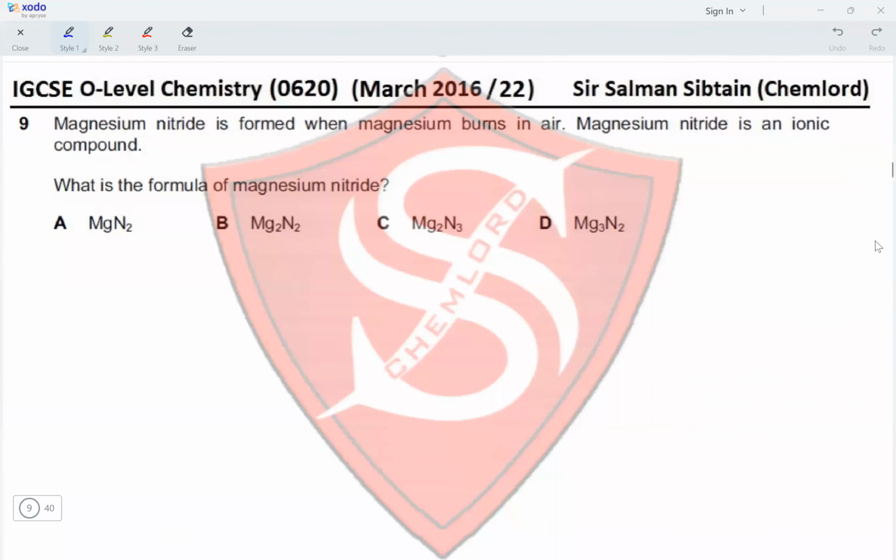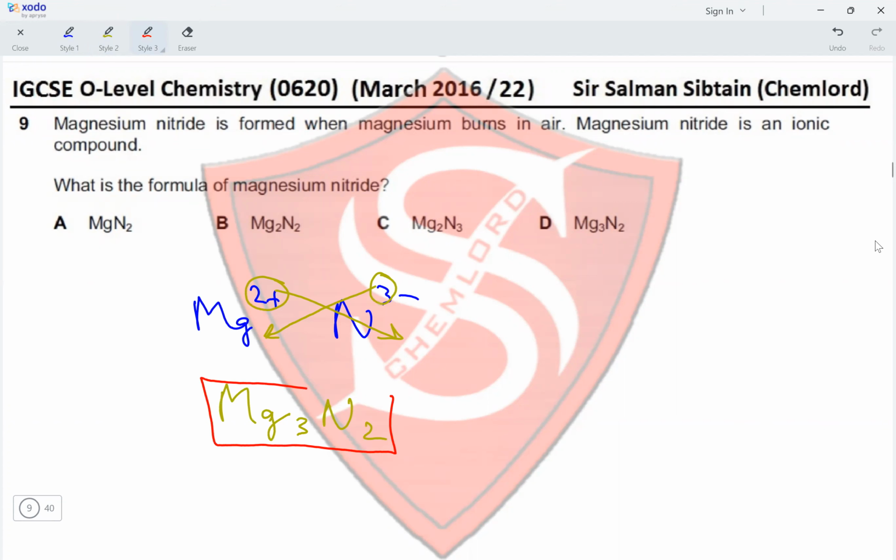Question 9. Magnesium nitride is formed when magnesium burns in air. Magnesium nitride is an ionic compound. What is the formula of magnesium nitride? So the magnesium ion has a 2 positive charge and the nitride ion has a 3 negative charge. So we would have 3 present for magnesium and 2 present for nitride. So this would form Mg3N2. Since this is the formula of magnesium nitride, this makes option D the correct option for this question.